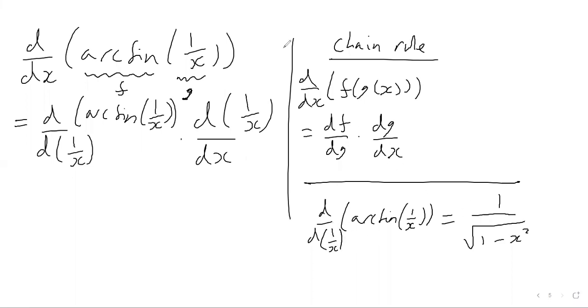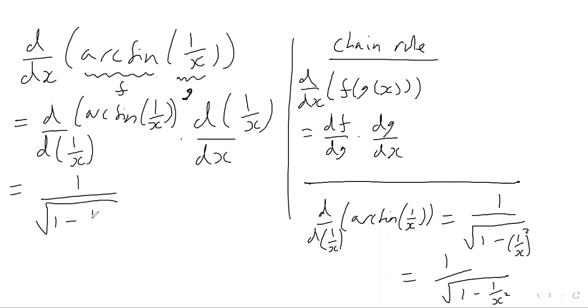And that means we can just swap the x in the answer with a 1 over x. So 1 over x all squared in there like that. Okay, great. And we can just simplify this a little bit. So we get 1 over the square root of 1 minus 1 over x squared, like so. Okay, so that's our result for the first bit.